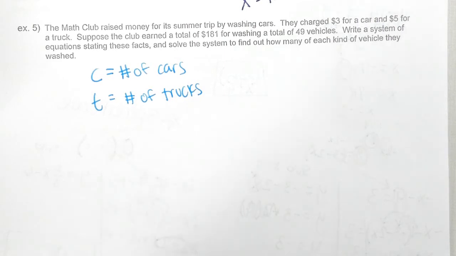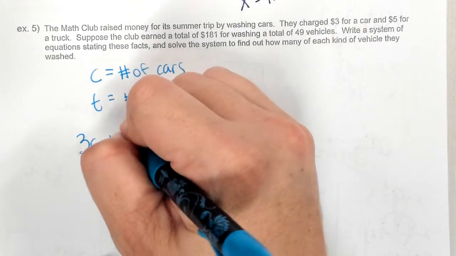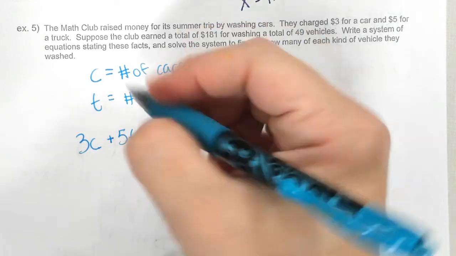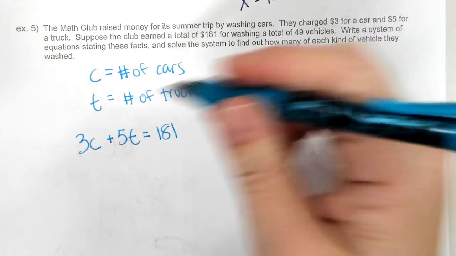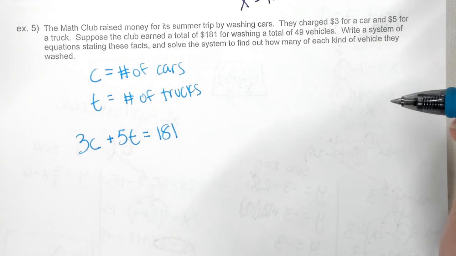And now knowing that, I need to write my two standard form equations. So it says $3 for a car, so that'd be 3C, plus $5 for a truck, 5T, equals what? 181 or 49? 181. Why? Because they said the total of 181. Yeah, because money goes with money. $3 is money, $5 is money, 181 is money, okay? So money, money, money goes together.